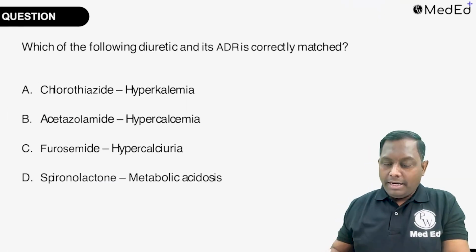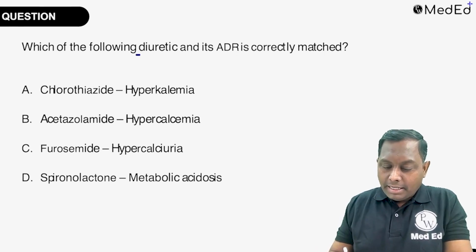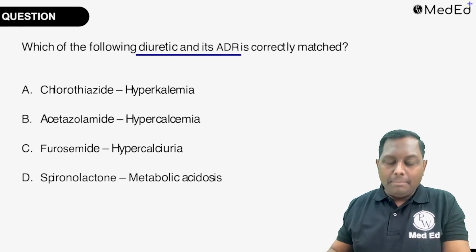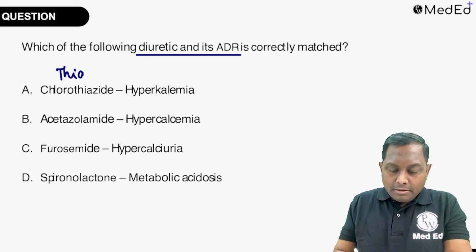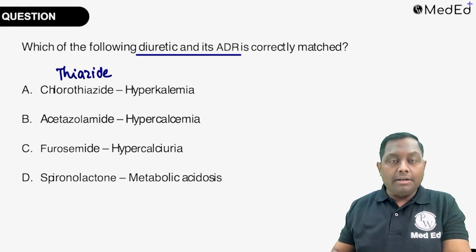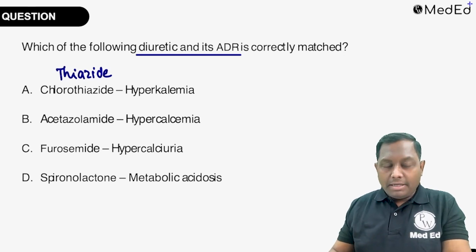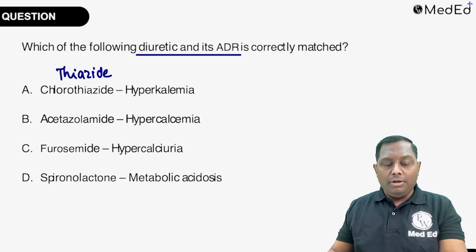So which of the following ADR, diuretic and ADR is adverse drug reaction, is correctly matched? We have chlorothiazide, that is one of the thiazide diuretics, that is given hyperkalemia. Acetazolamide, it is causing hypercalcemia. Furosemide, hypercalciuria. And spironolactone, that is causing metabolic acidosis.